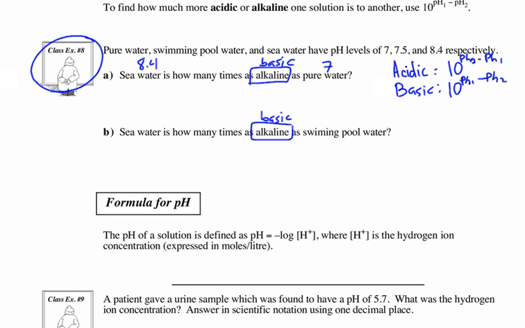Okay, so seawater and pure water. And you can also use logic. When you have an 8.4 pH compared to a 7, is it going to be more basic or less basic? More. So we expect a number larger than 1, not a fraction. And so we're going to go 8.4 minus 7 and raise to the power of 10, which is 25 times.